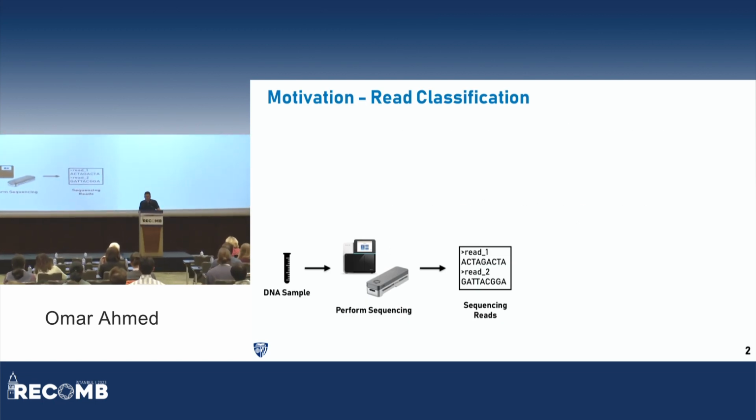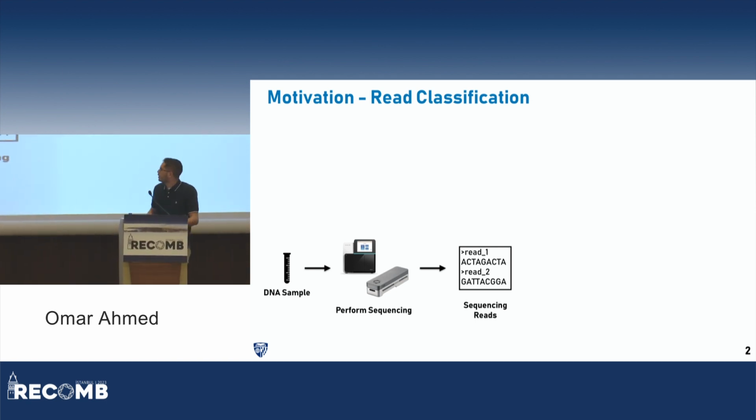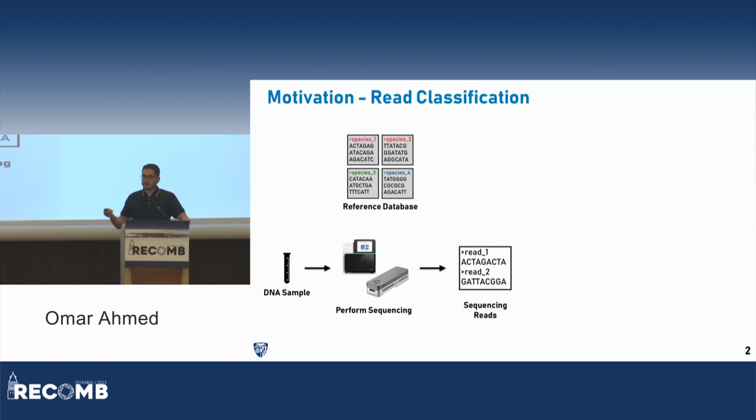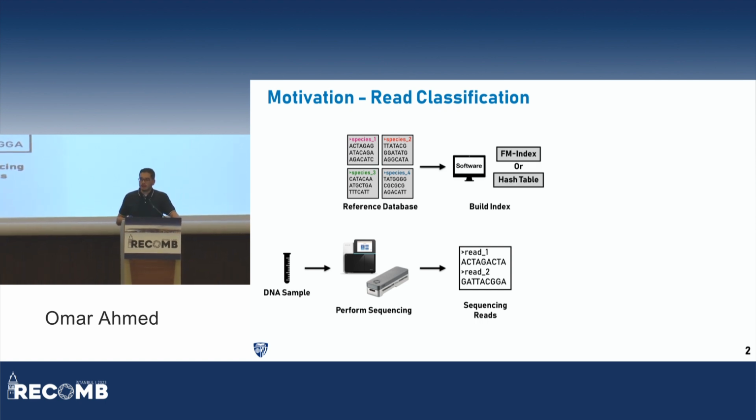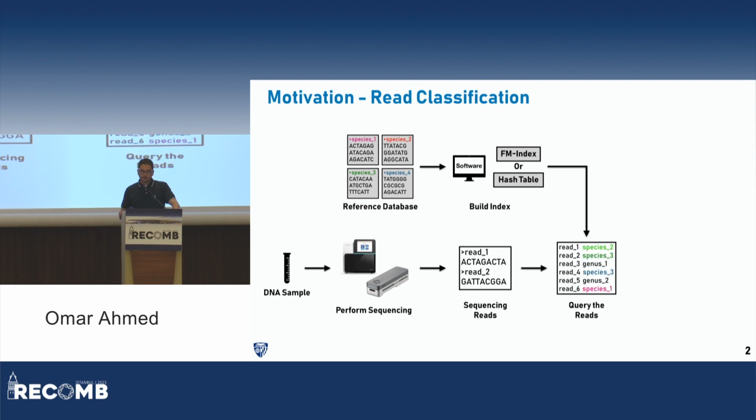So I'll start by talking about read classification, which is a common task in many genomic workflows. Typically, if you have a DNA sample and you want to figure out its contents, you do some sequencing and get a set of sequencing reads. Then you grab a set of genomes from a reference database and build an index. Typically, we have software tools that are FM index based or k-mer based. And then you combine these two and get a set of read classifications.